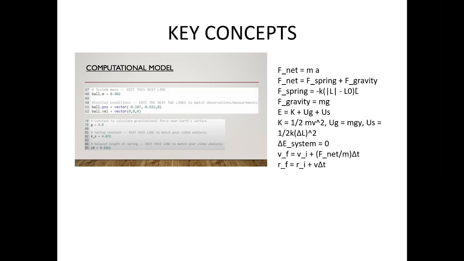For the energy, the total energy is the sum of the kinetic, gravitational, and spring potential energy. If the system is isolated, the total energy should remain constant over time. The model updates motion using numerical versions of the velocity and position equations at each time step. And here are the equations on the side right here.